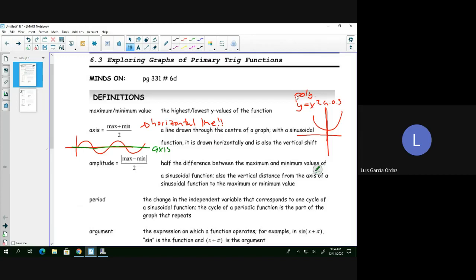The amplitude is our maximum minus our minimum, divided by 2. And our amplitude is just how far up or down from the axis of symmetry the hump is in the sine function.